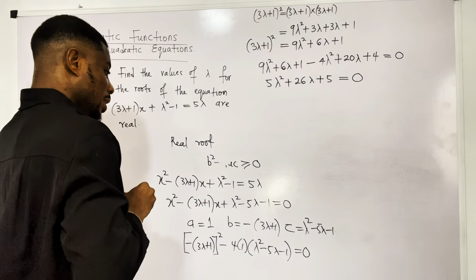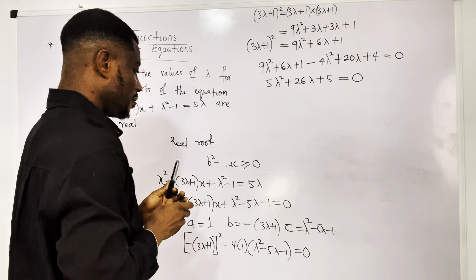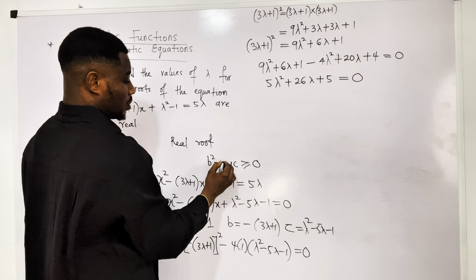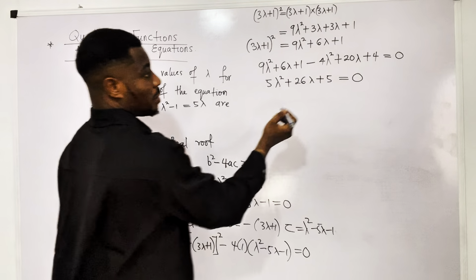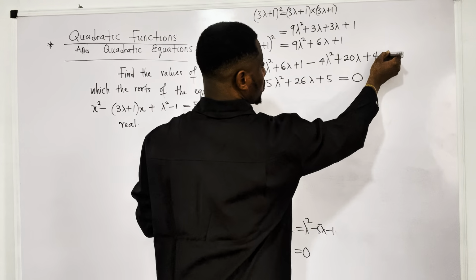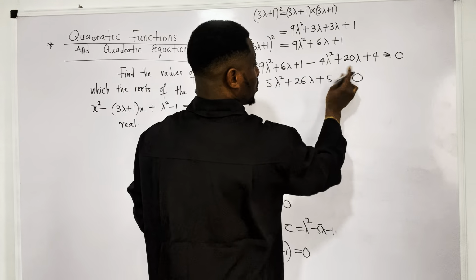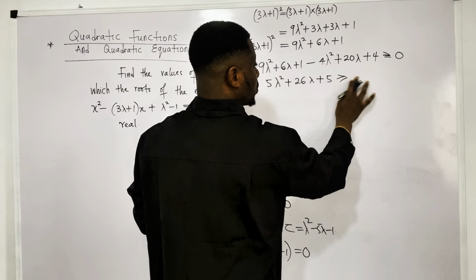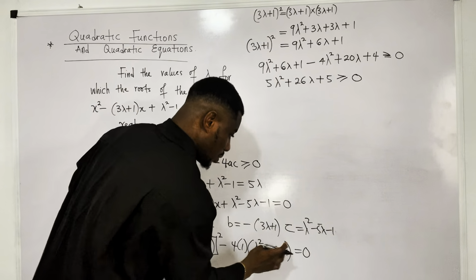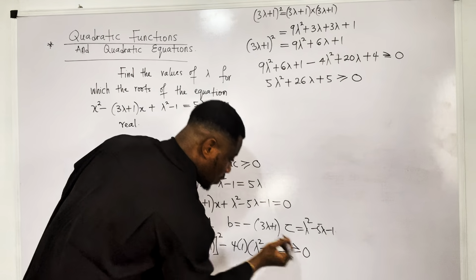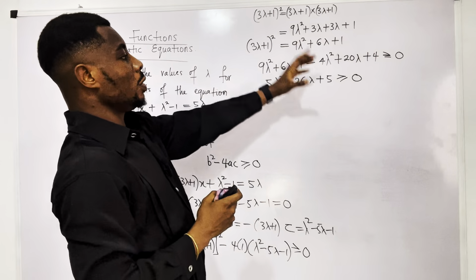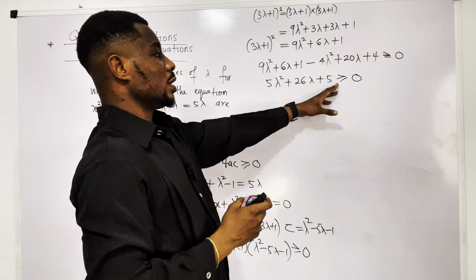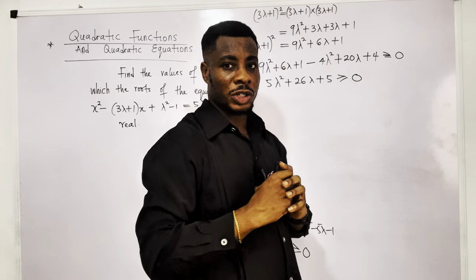But remember that what we have here is a greater than or equal to. So you have to make sure that you have the greater than or equal to 0. So here also is to be the greater than or equal to. Remember this. Now, what we have here is an inequality.